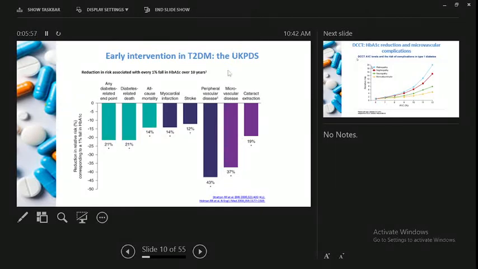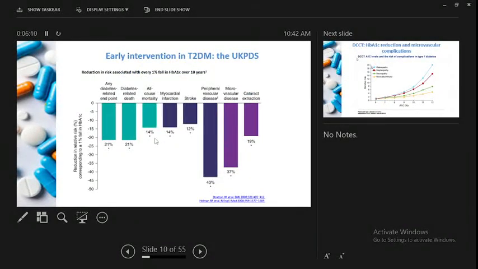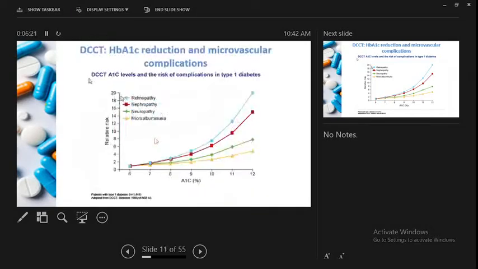If you look here, you can see microvascular diseases were reduced by 37%, PVD by 43%, strokes by 12%, myocardial infarction by 14%, and all-cause mortality by 14%, and so on and so forth. So you can see that a 1% reduction in HbA1c in your patient, particularly at the beginning of diagnosis, will help to reduce all the complications.